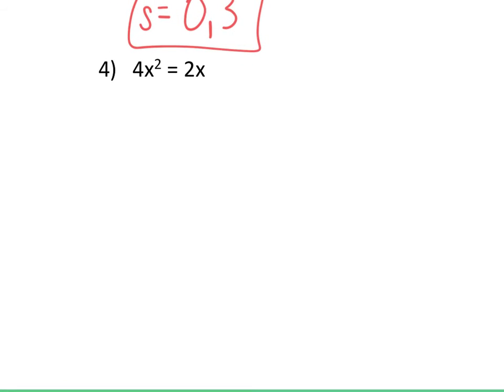Number 4. Can I factor this one yet? Not yet. What do I have to do? Yep, subtract the 2x over. Good. So 4x squared minus 2x is 0. I now have 0 on one side. Go ahead and solve this one if you have not done so already. GCF, what is it on this one? 2x. Good. When I take that out, what's left?